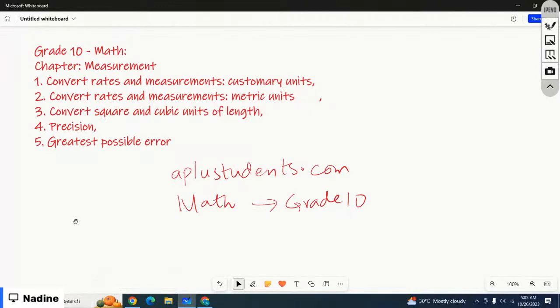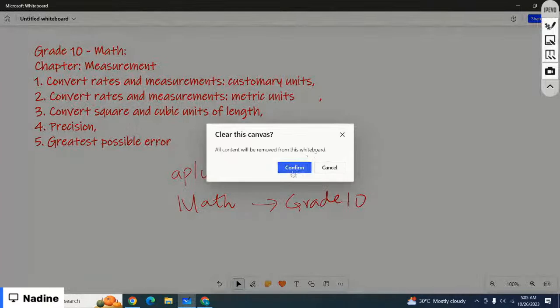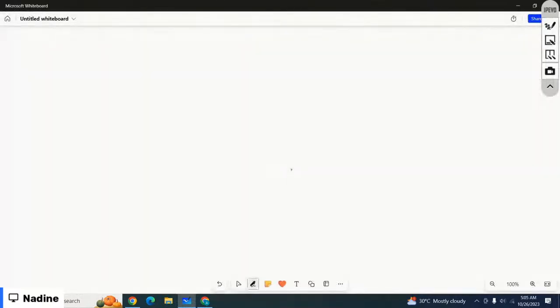Let's start with the first example. We have to convert from inches to yards. You are given 72 inches. You have to convert it into yards. So how do you convert?